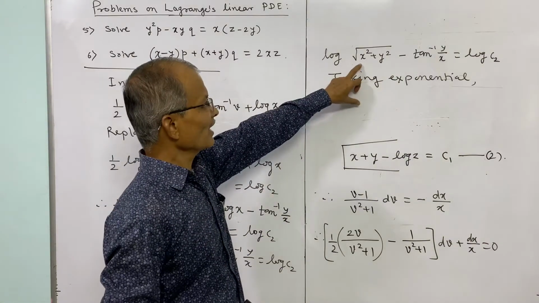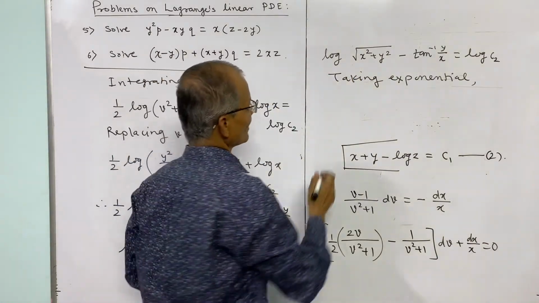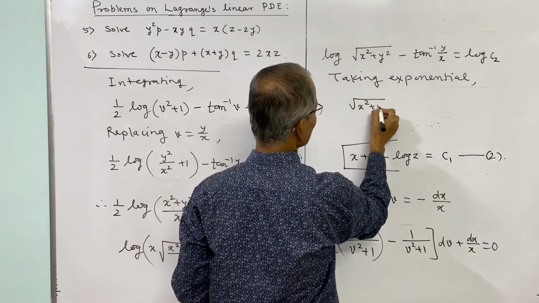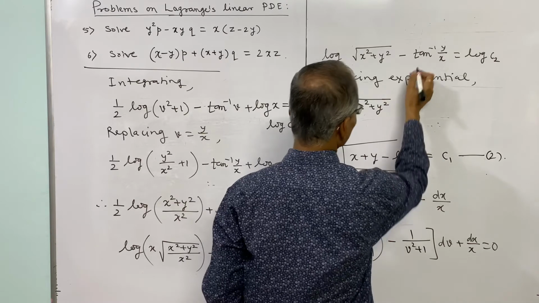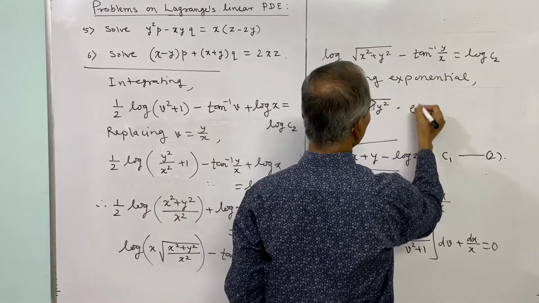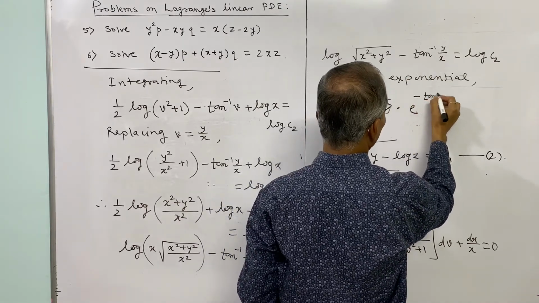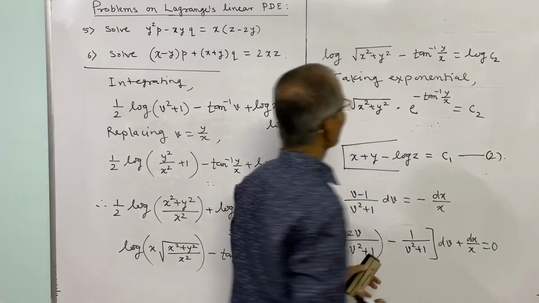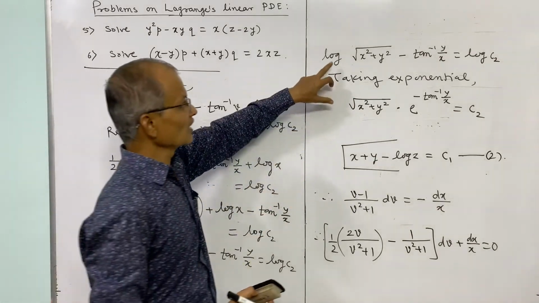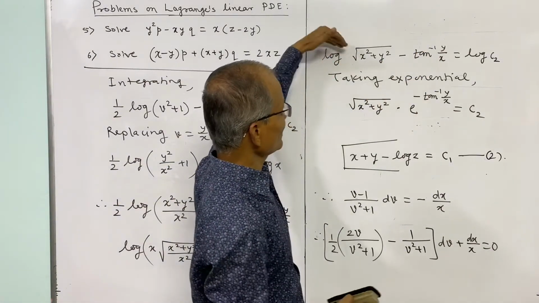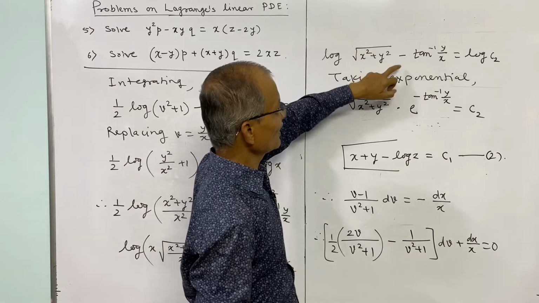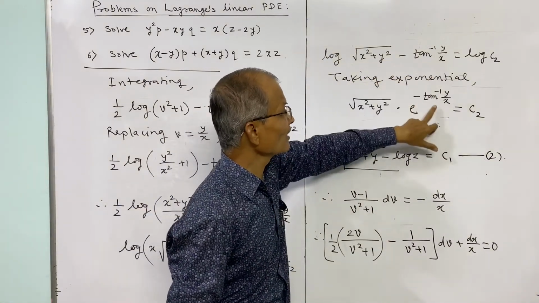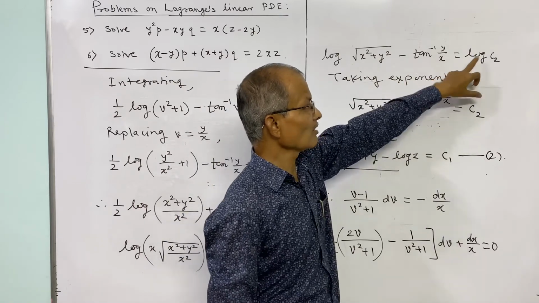Now that can be separated, and this log cancels, and therefore it is root of x square plus y square, and then this is into e to the power negative tan inverse of y by x, and is equal to c2. You may verify this: taking exponential, so e to the whole power of this, and then separating e to this power, and then, using log of indices, into e to the negative of tan inverse of y by x, and this log cancels.